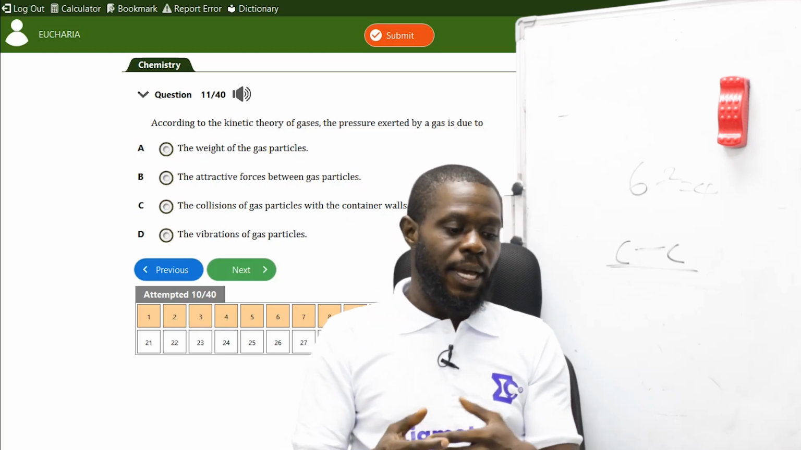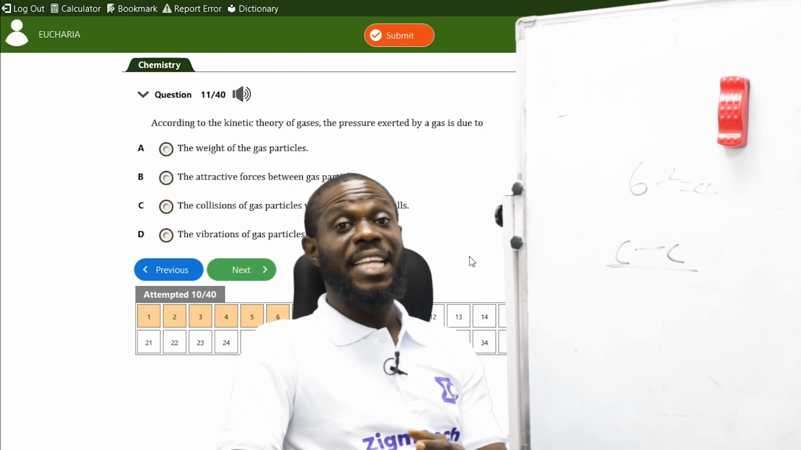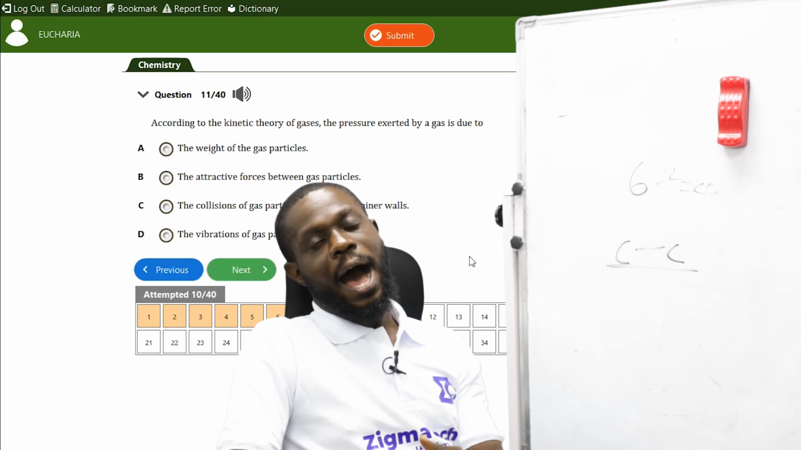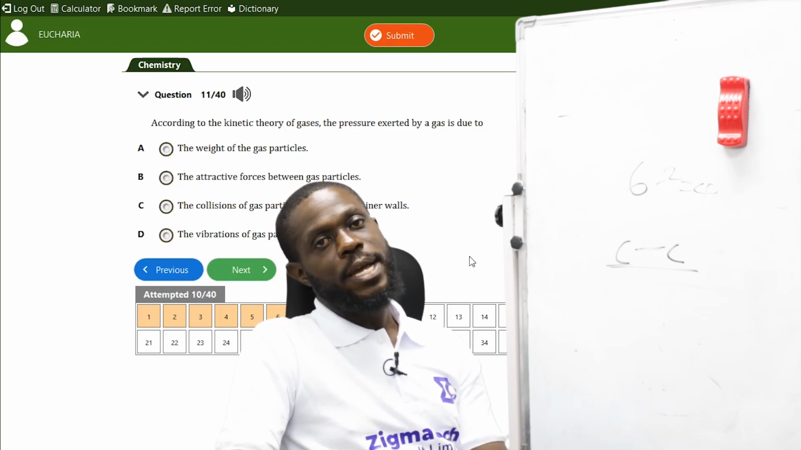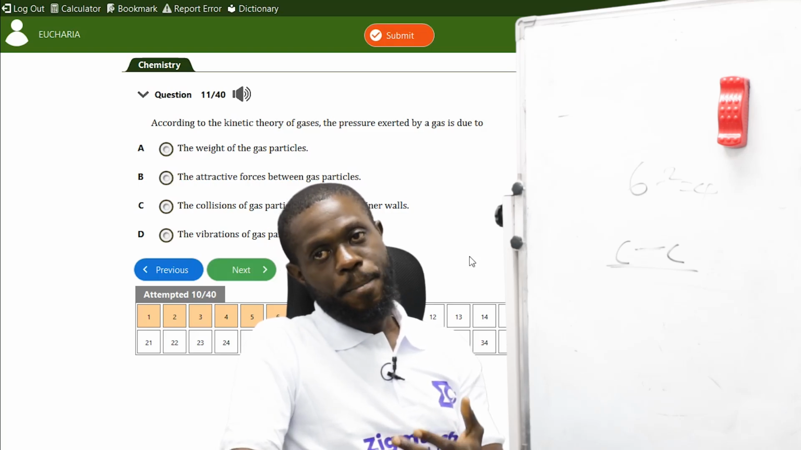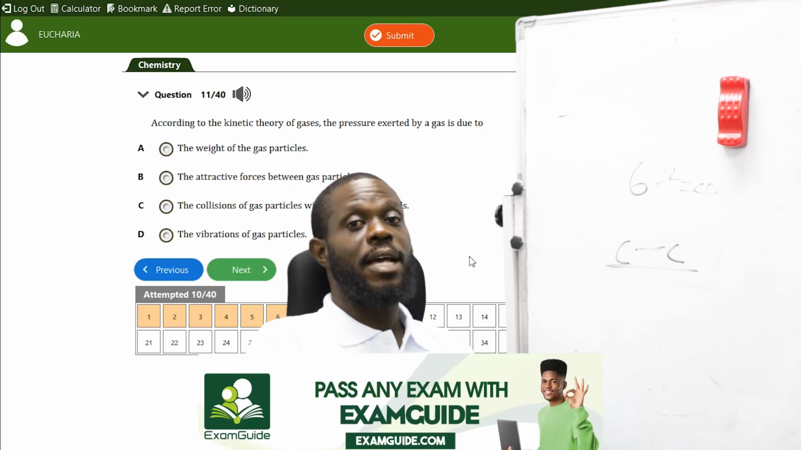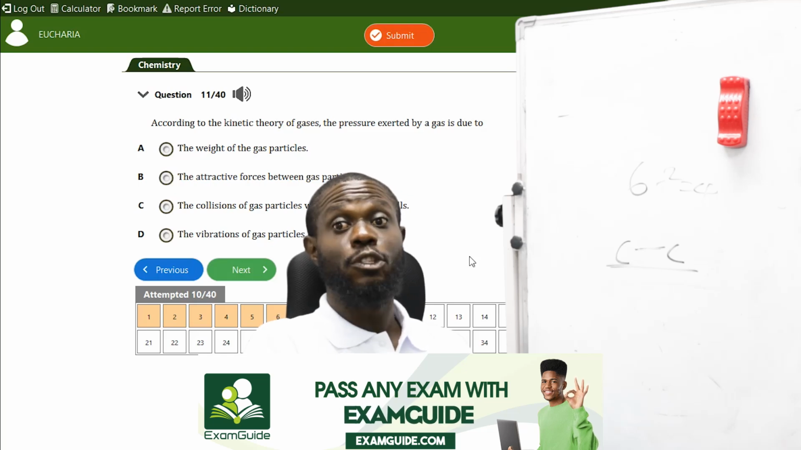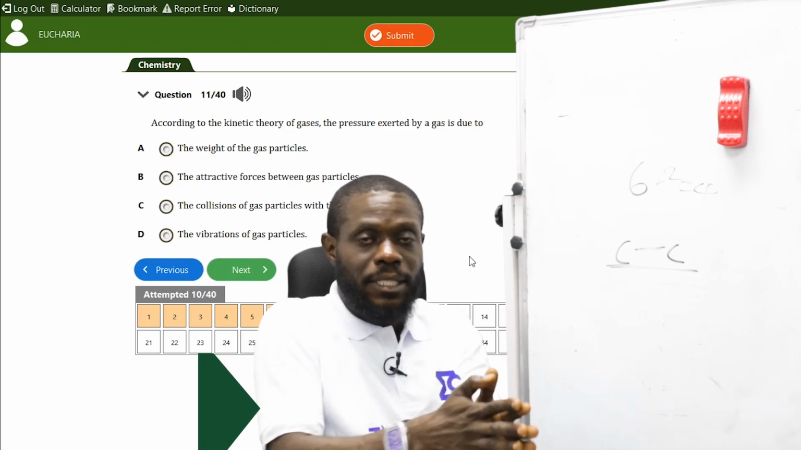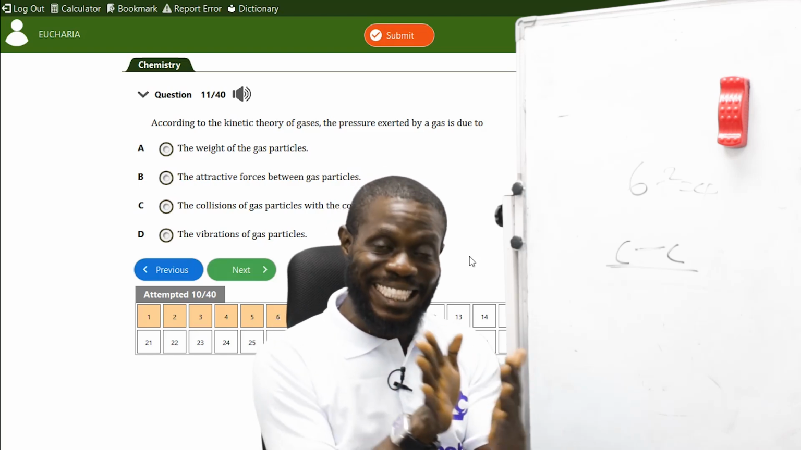Every kinetic energy leads to pressure. Because the particles of matter have kinetic energy, they are always in motion. That's the kinetic theory. Gas particles have the highest kinetic energy, so they're always moving in random motion. As they're moving, they hit the walls of their container and come back to collide. When they collide with themselves, more pressure is exerted.